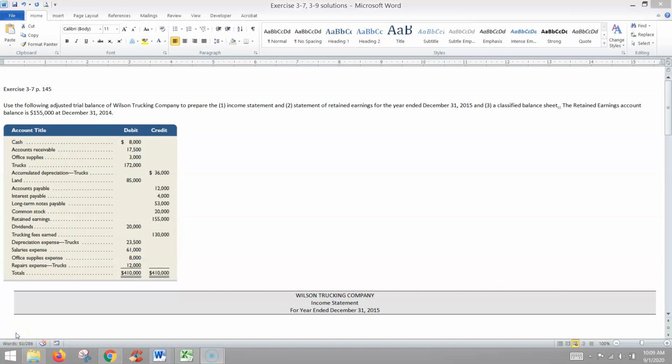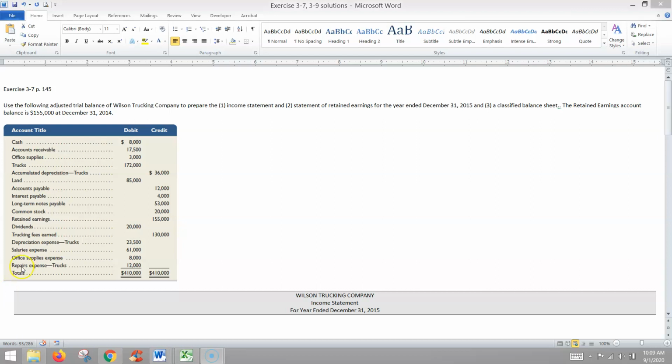Hi, we're going to walk through exercise 3-7. Use the following adjusted trial balance of Wilson Trucking Company to prepare the income statement, statement of retained earnings, and a classified balance sheet. The retained earnings account balance is $155,000 at December 31st, 2014.